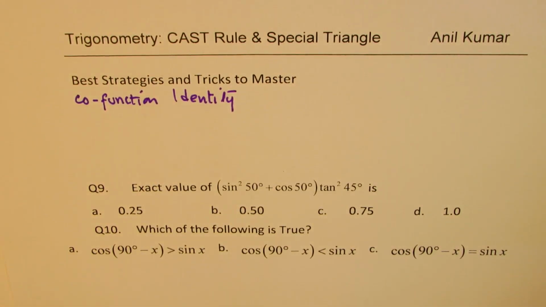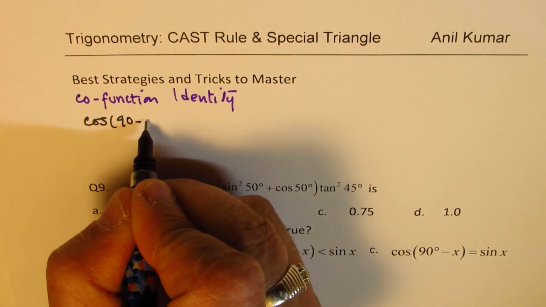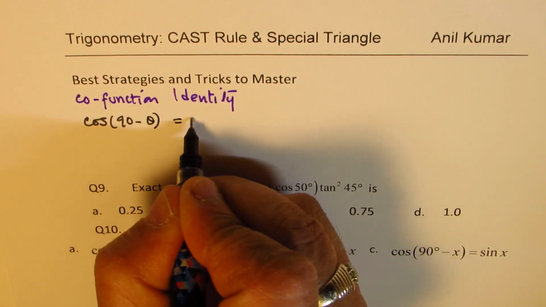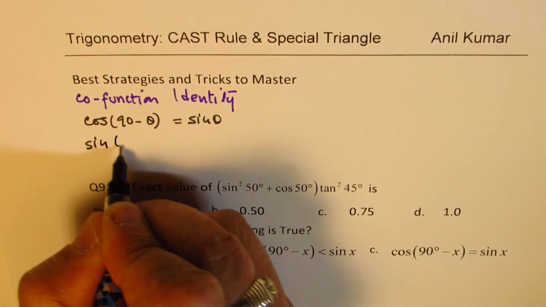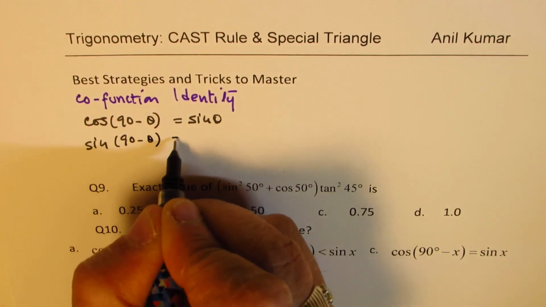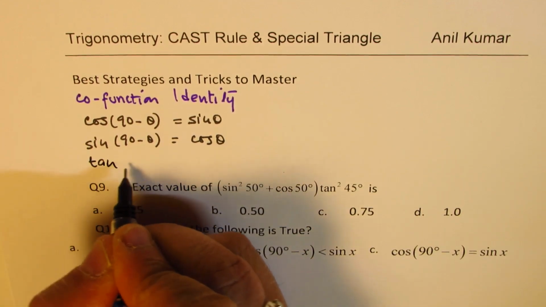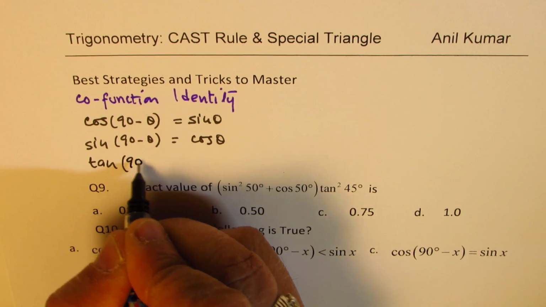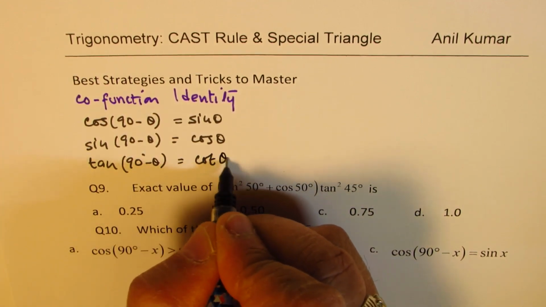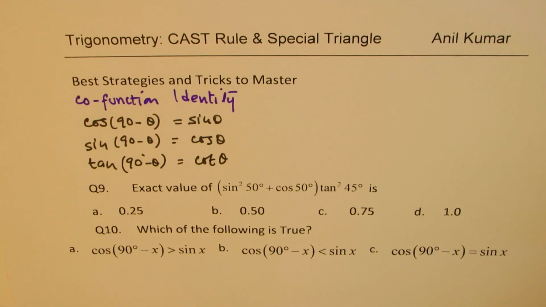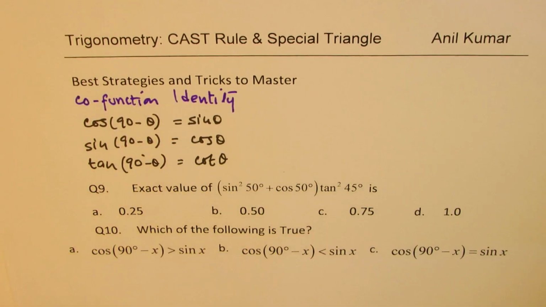So let's write it down. The cofunction identity is that cos of 90 minus theta is equal to sine theta. Sine of 90 minus theta equals cos theta. We didn't go to trigonometric reciprocal ratios, but at this stage we could talk about it. We can say this is cotangent theta. The reciprocal ratios are 1 over that, right? So we just introduced them.